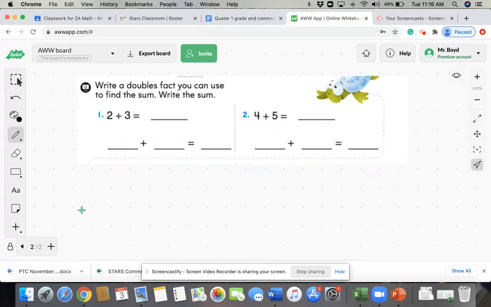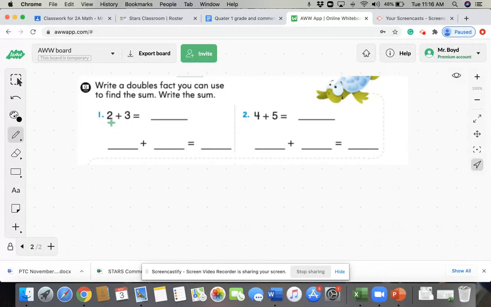So this is what your classwork is going to look like. It's going to ask you to write a doubles fact you can use to find the sum, and then to write the sum. So we're looking for the answer to our addition problem. So I'm going to do it both ways. On the left here, we have 2 plus 3 equals, and we need to find the sum.